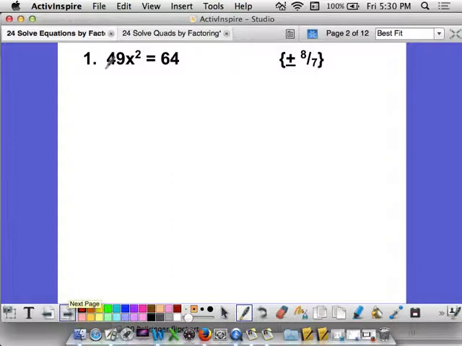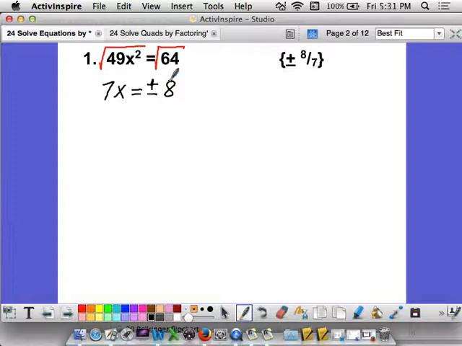The first way is to leave it like this because I only have one variable. There's only one x right there. So to undo that squared, I take the square root of both sides. When I take the square root of both sides, the square root of 49 is 7. The square root of x squared is x. And that's equal to plus or minus, don't forget that, the square root of 64, which is 8.